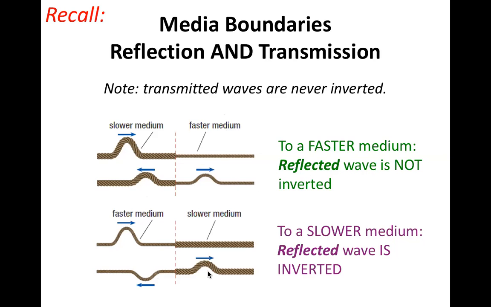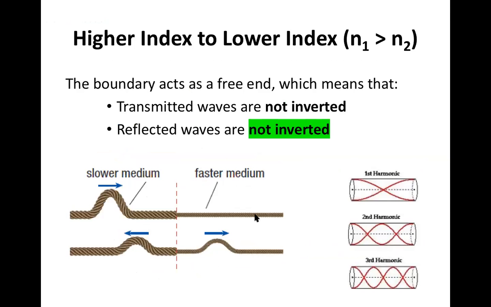When you're going into a slower medium, there is inversion. And what do we mean by faster or slower medium? The medium is more optically dense if it has a higher index of refraction. So the lower the n value, the faster light travels through it. So here we have a higher index to a lower index. N1 is bigger than N2.